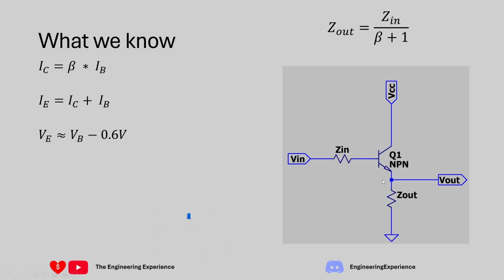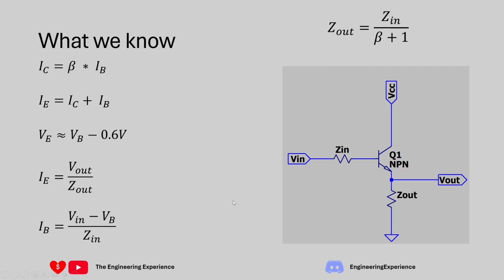Next thing we know is that VE is equal to VB minus roughly 0.6 volts, sometimes 0.7 volts. It's not too important, but there is a slight voltage drop from base to the emitter. From the circuit on the screen, we can also deduce that the emitter current is equal to V out divided by Z out. So the output impedance is this one over here. Also from the circuit, we can calculate what IB is.